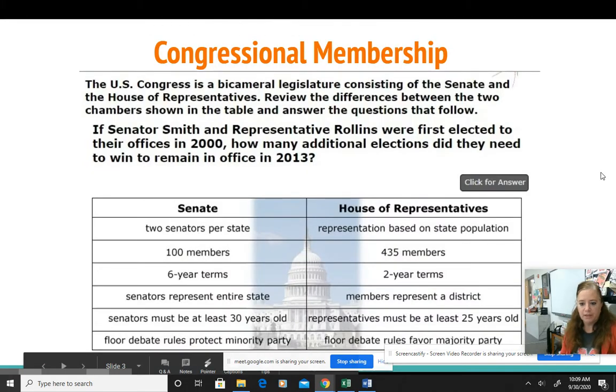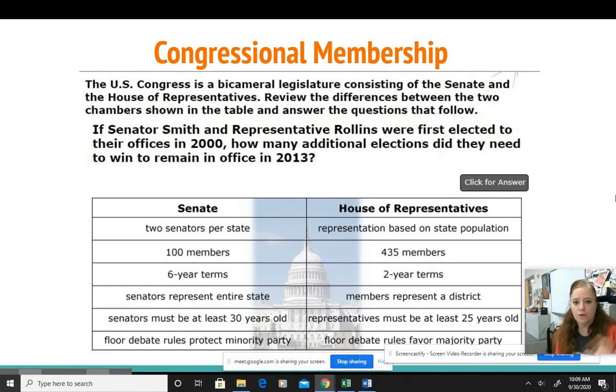Oops, this is in your book. This is just a picture of it. This is just a quick graph of the differences between the Senate and the House. And we're going to go into this more, but the Senate has two senators per state, versus the House, where representation is based on population. So the Senate has two members per state, so it's 100 total. The House has 435 members. The Senate has six-year terms versus the House only has two. Senators represent the entire state, versus House members just represent a district. And we're in the Second Congressional District here in Wisconsin.